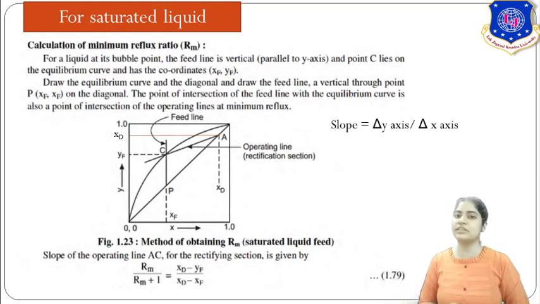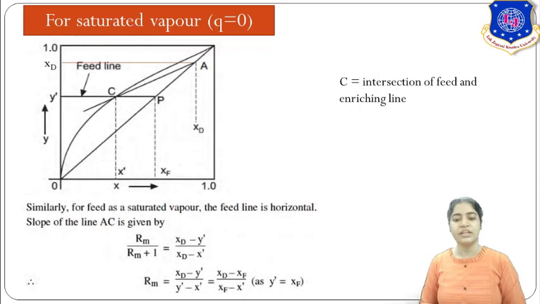Okay, now calculate the slope of the enriching section. Again, what is it? R upon Rm plus 1. That we do from the graph. If saturated vapor is there, again plot the C point, that is the intersection of the feed line and the enriching section. Here you can see your feed line is horizontal because q is 0.